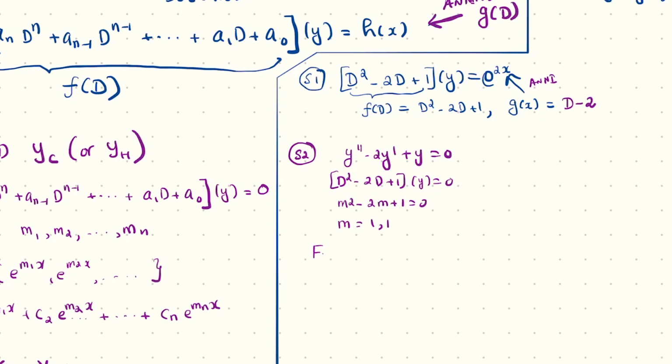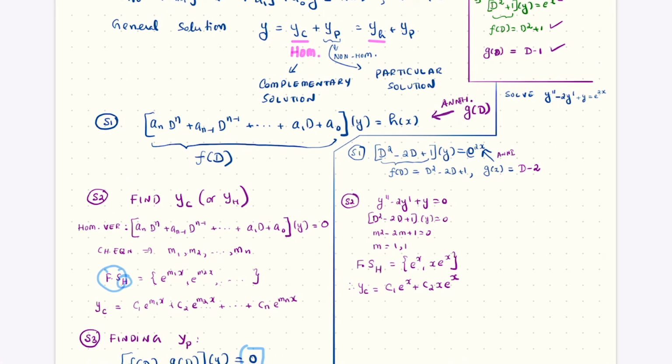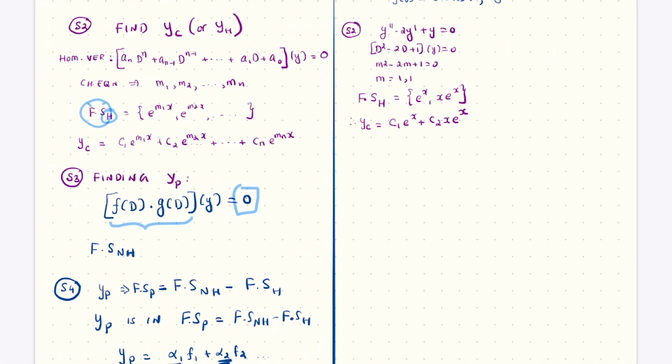Therefore, the fundamental set that comes off of the homogeneous version, I'm going to call it f as h, is going to be e to the x and x e to the x. And so therefore, ladies and gentlemen, your yc is going to be a linear combination of these two functions, and these two are linearly independent. So I'm going to have c1 e to the x plus c2 x times e to the x. Now we are going to find the next step, which is to find the yp. Yp is a little long process, but we can do it.